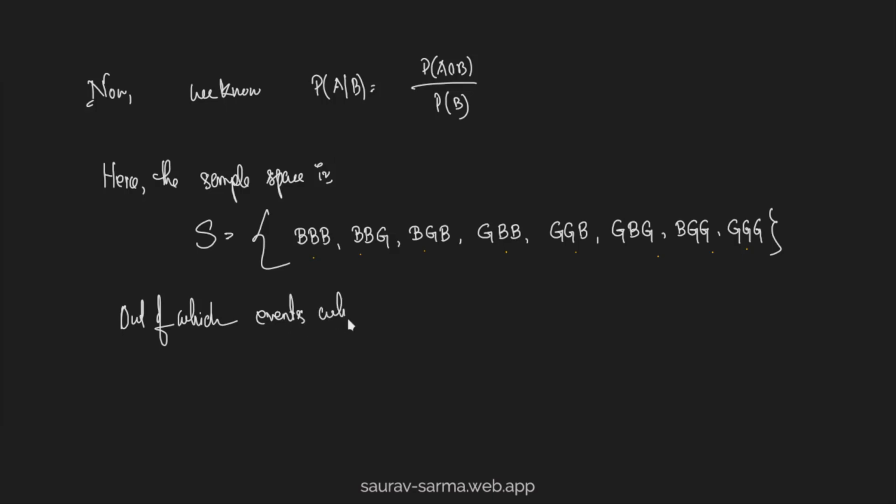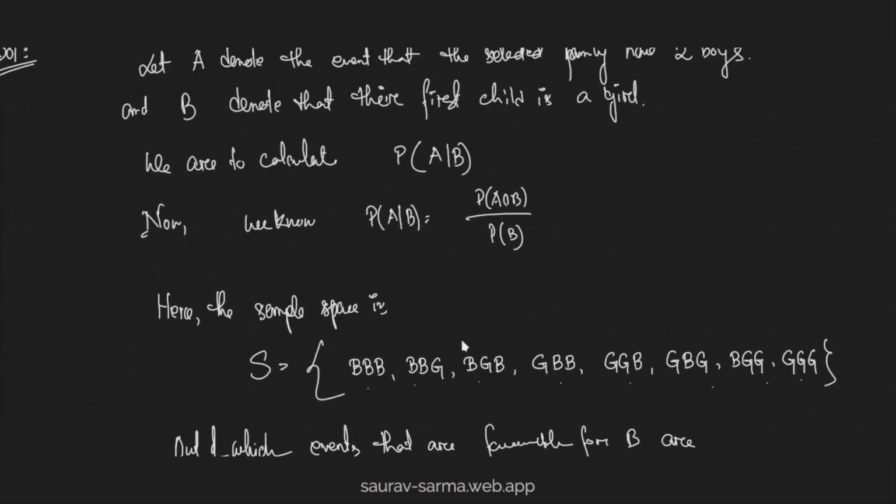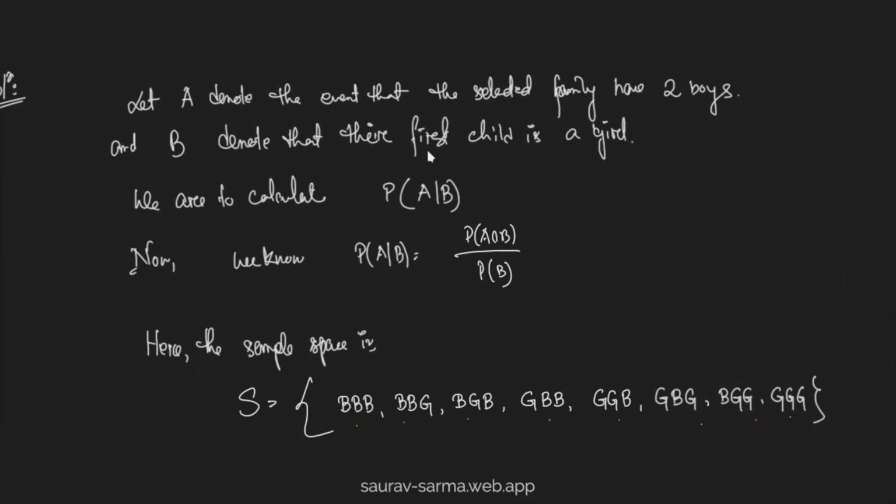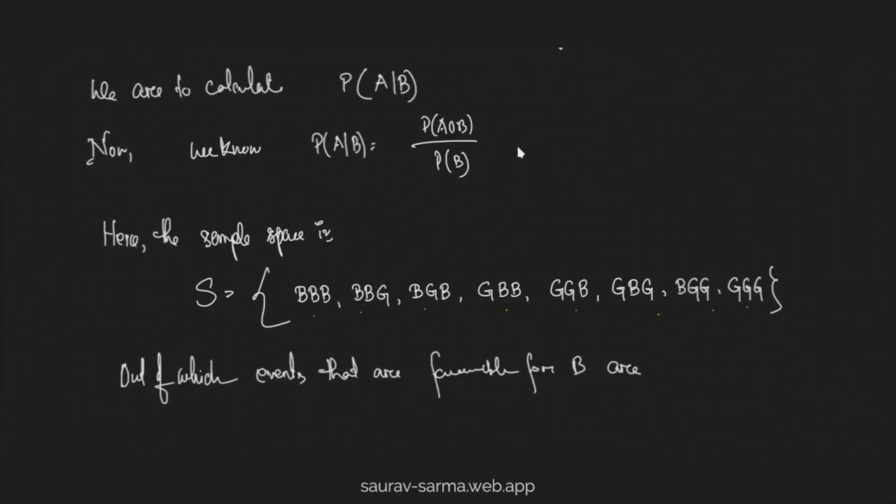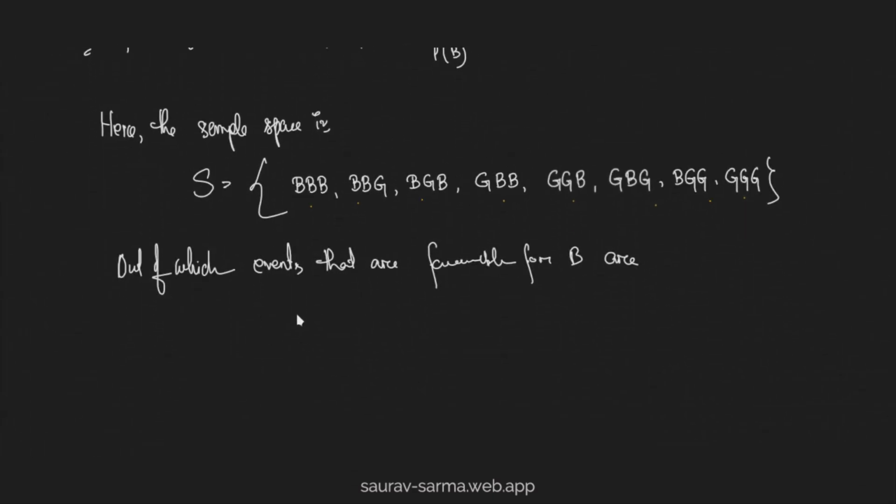Out of which, the events that are favorable for B: B is the event that their first child is a girl, right? So first child girl, which ones are there? This one, this one, this one and this one, right?